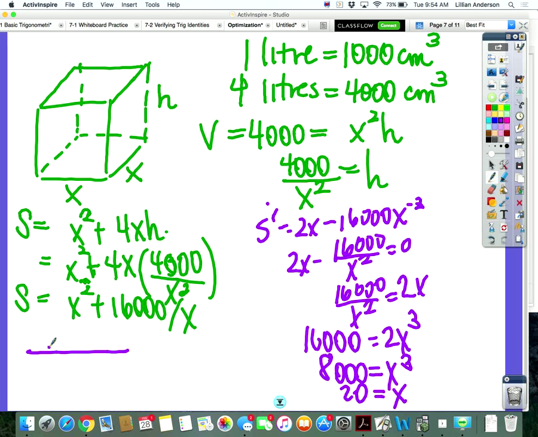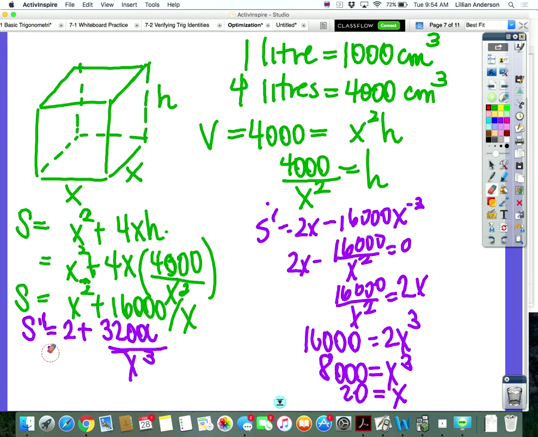Do you want to do the number line, or do you want to do the second derivative? Okay. All right. If we do the second derivative, that would have been 2 plus 16,000 times 3 times 2, it'd be 32,000 all over x to the third. Ignore this extended line here.